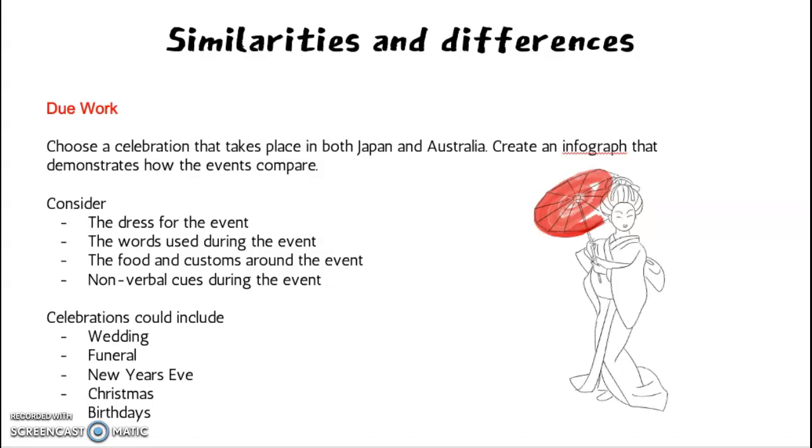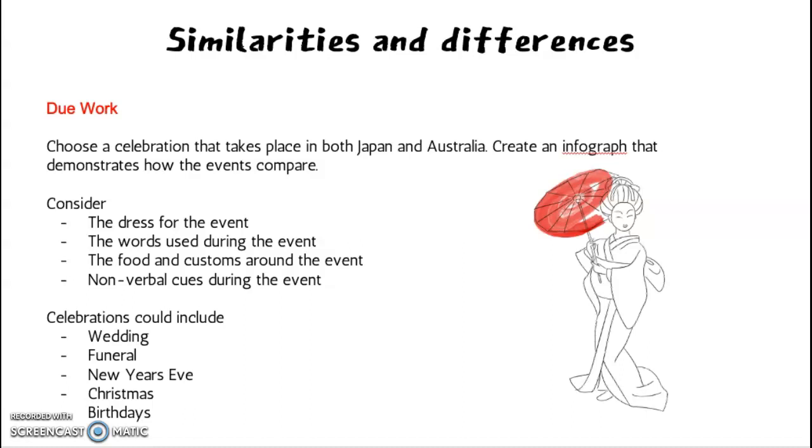I'd like you to choose one celebration that happens in both Australia and Japan and create an infograph that compares how these celebrations occur. You can create your infograph in Canva or a different program that works for you, but it should end up being a poster style infograph that makes it really clear the differences and similarities of that event between the two cultures.